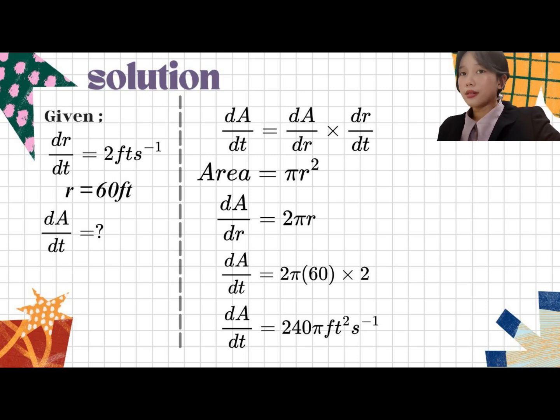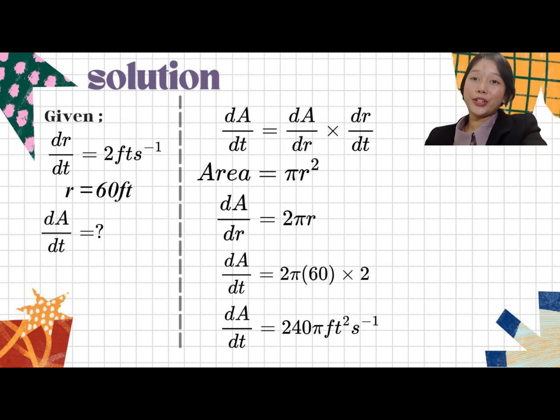Now, how do you answer this type of question? Let's take a look at the solution. In order to solve the question, you will need to separate the derivatives into two components, which are dA over dr and dr over dt. These components give the same value as dA over dt if you multiply them. And as we know, the formula of area of a circle is pi r squared. The derivative of this formula is 2 pi r, which is equivalent to dA over dr.